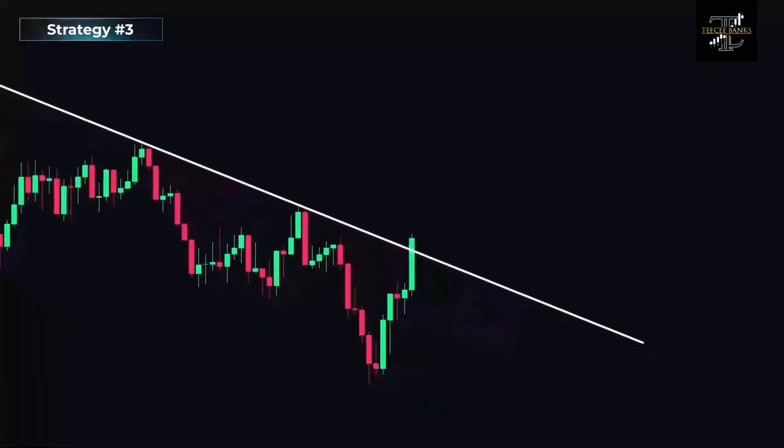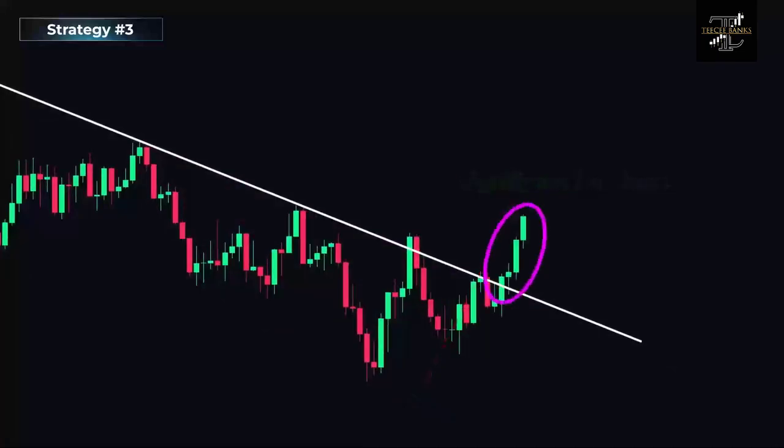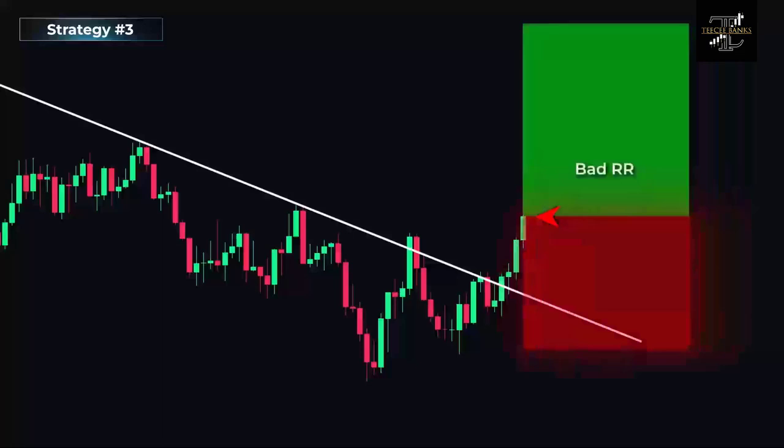That's why the correct way to do this is simple. We wait for a significant breakout. Something like this. Once a valid breakout is identified, we can move on to the last step, which is entering the trade. For our entry, I don't recommend entering immediately after the breakout, because at this point, price had already moved too far, which will give us a bad risk-to-reward ratio.